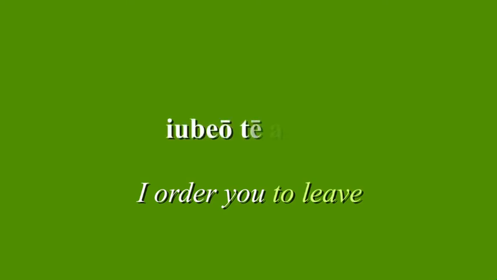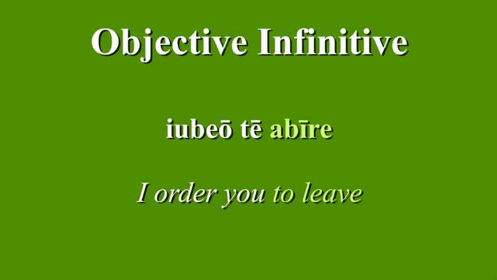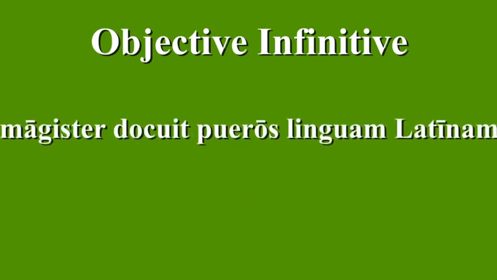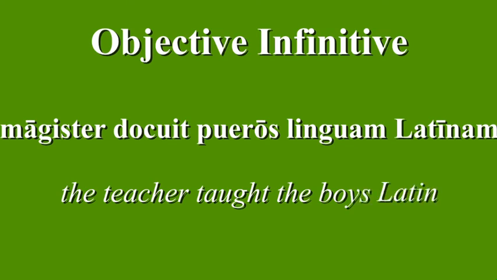Now, if you wanted to say, I order you to leave, iubeo te abire, you would be using what's called an objective infinitive. Here, let's try to explain this better with another sentence. This one without an infinitive. Magister docuit pueros linguam Latinam. The teacher taught the boys Latin.